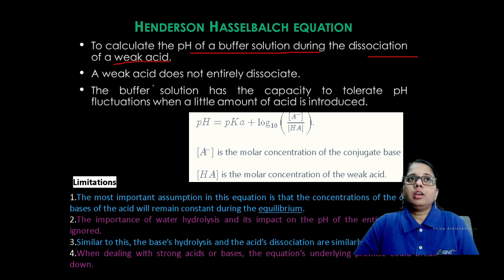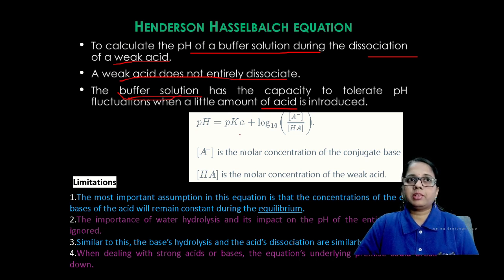In this, for a weak acid, they have taken one example, that it does not entirely dissociate. We know that because the acid strength is very less, it is not going to dissociate completely. So the buffer solution has the capacity to tolerate the pH fluctuations when a little amount of acid is added. Whenever a weak acid is not completely dissociated, the buffer solution plays a role when an acid is introduced. The pH fluctuations are going to be compensated by this buffer solution.